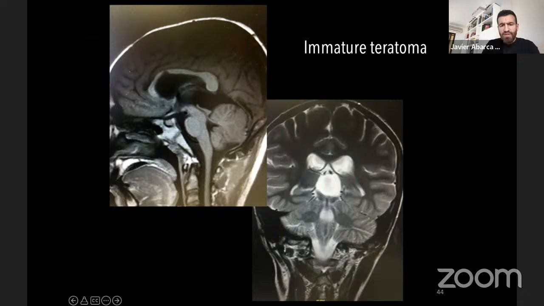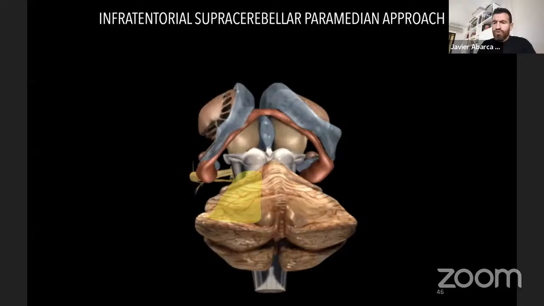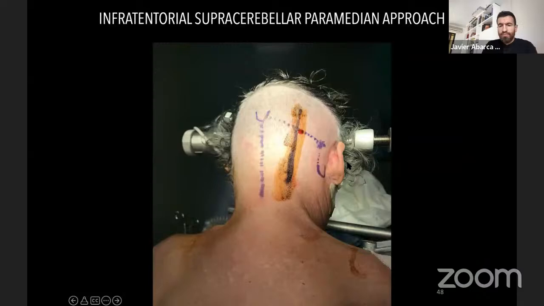Here, let me show you now the variant of this approach, the paramedian approach. In this case, our route is a little bit parallel to the midline. And with this approach, we have a better control of the lateral aspect of the quadrigeminal system and the ambient system, with a better control of the inferior colliculus and the ipsilateral superior colliculus. In this case, the skin incision is located at the midpoint between the inion and the asterion laterally.